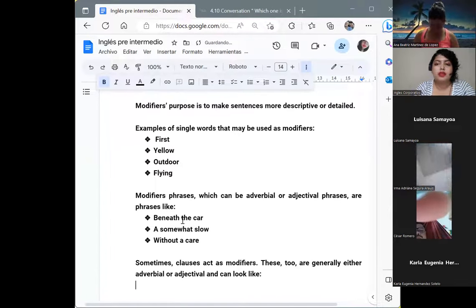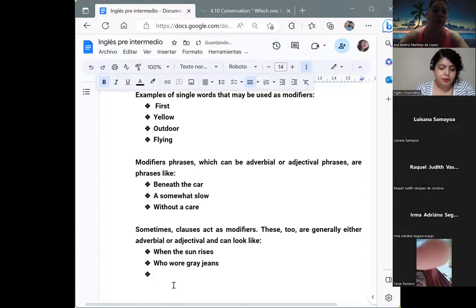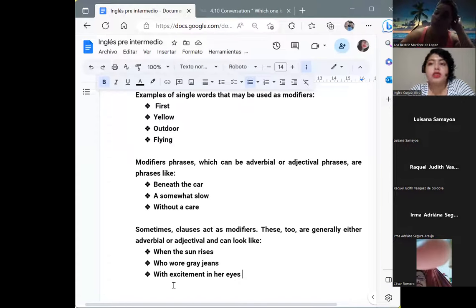So we are here the examples, and in this case we can see this kind of phrases. When the sun rises. Who wore gray jeans? And the third one, with excitement in her eyes. So in this case, we can use these modifiers to give more, we can say feelings to the different statements, like in the last one, with excitement in her eyes, con emoción en sus ojos, ¿verdad?